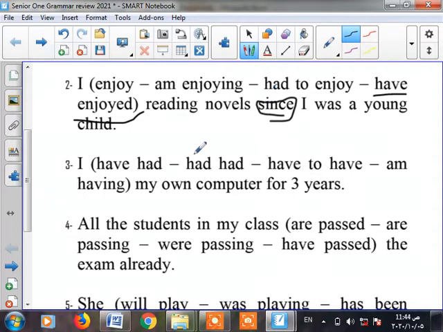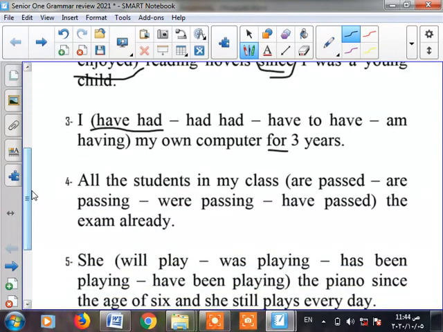Number three: I dots my own computer for 3 years. In that sentence you have the word for, so before for you have to use have or has plus PP. So you're going to use have had: I have had my own computer for 3 years. So in the first one it was passive, in the second you have the word since, and in the third the same thing, you use the present perfect because of the word for.